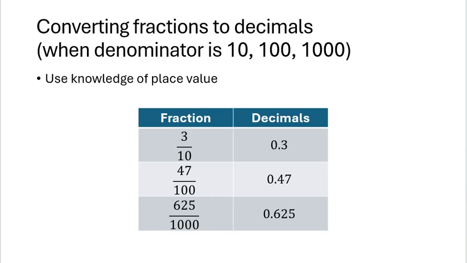Right, now we're going to do the opposite, converting fractions to decimals when the denominator is 10, 100, or 1000. So just use your knowledge of place values here. So you've got tenths, hundredths, thousandths. You can just go accordingly like that, okay? Just refer to 5A.